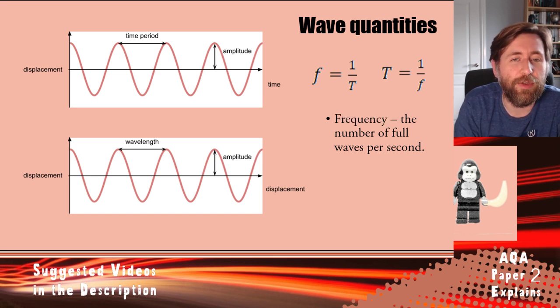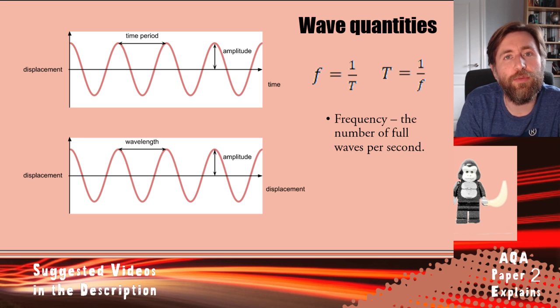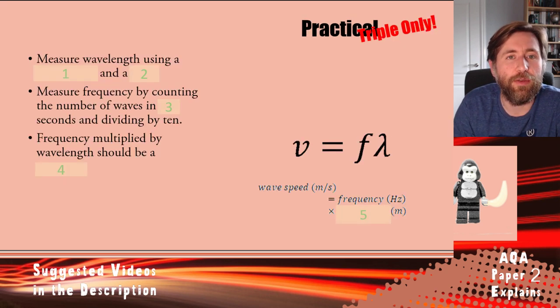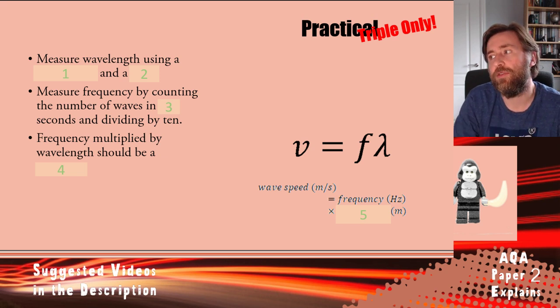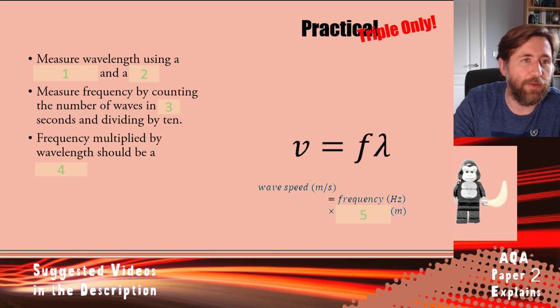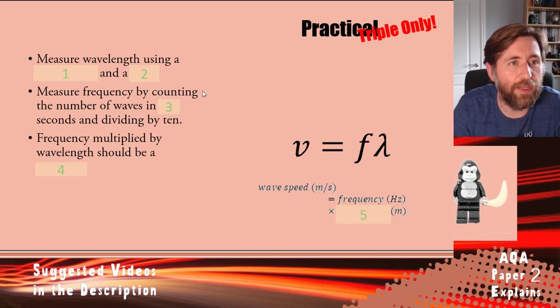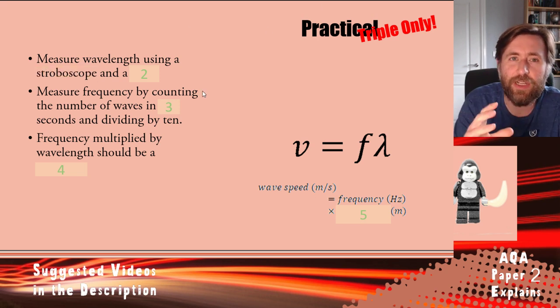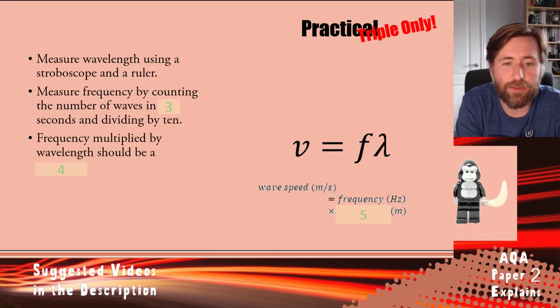The frequency, remember, is the last wave quantity to define from here, which is the number of full waves per second. How frequent are the waves? How many waves per second are there? There's a practical where you often use a ruler in a tray to wobble the water and make a set of waves. You can measure the wavelength using a stroboscope, which is a flashing light, allows you to kind of pause the wave, and a ruler, just measure the wave from peak to peak to measure the wavelength.